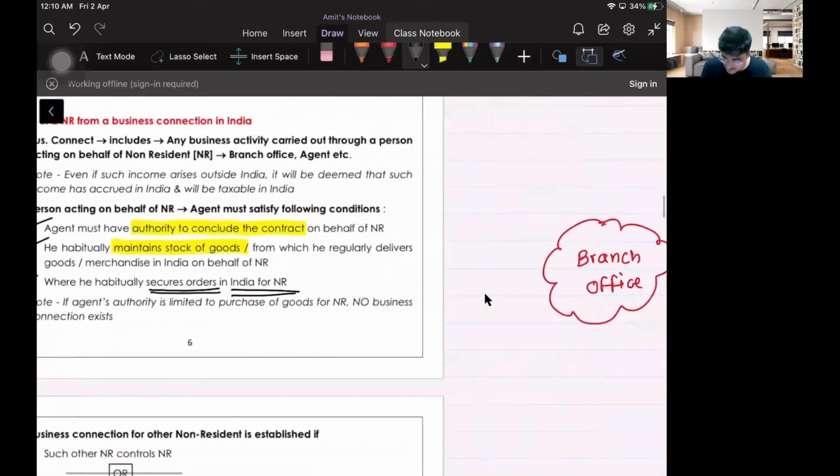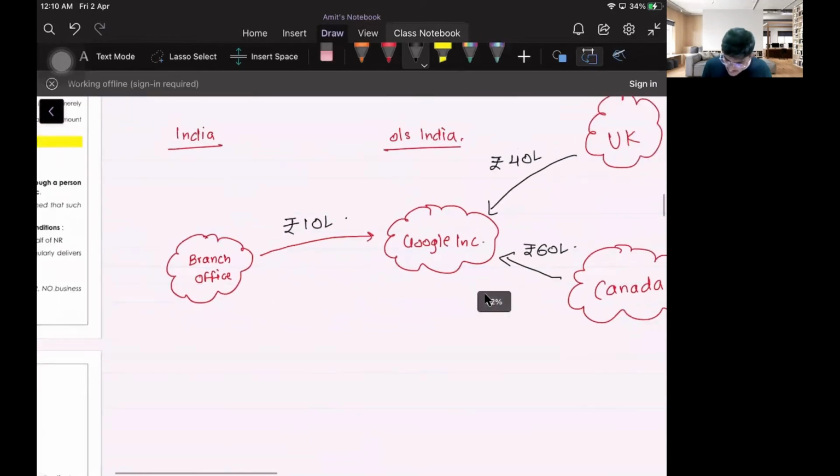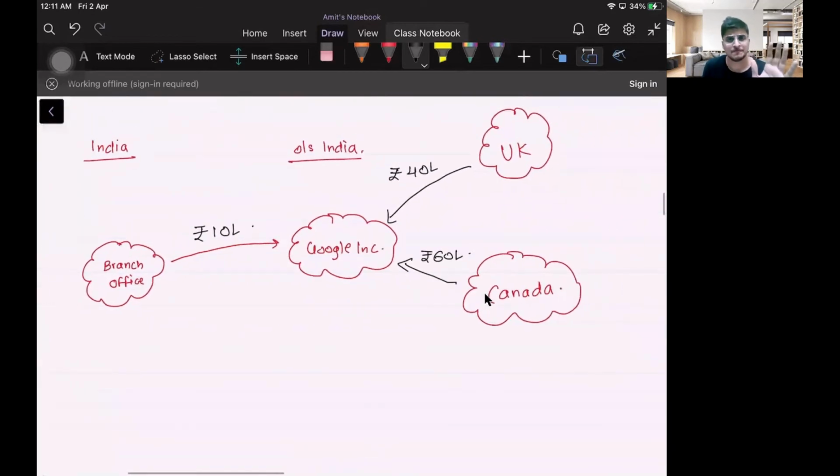I have given one example here, that Google Inc. is a company in USA. Google Inc. has a branch office in India, and from that branch office, it is earning 10 lakh rupees. But Google Inc. has another business in UK also, and another business in Canada also. So what is the total income of Google Inc.? 10 lakh came from India, 40 lakh from UK, and 60 lakh from Canada.